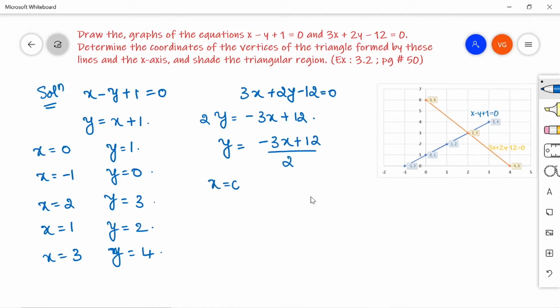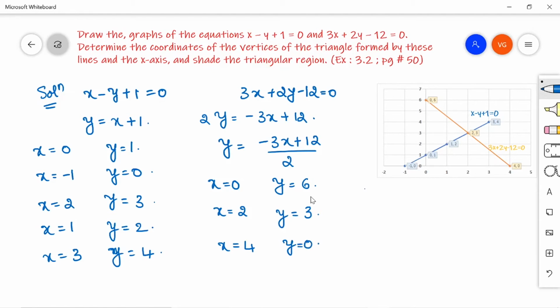Suppose we take x is equal to 0. So the y value will be 12 by 2, 6. Right, so take x is equal to 2. 12 minus 6, 6 divided by 2. So I'll get the y value as 3. Say x is equal to 4. 12 minus 12, 0. So the y value is 0. Now I'll try to plot these points on the graph here.